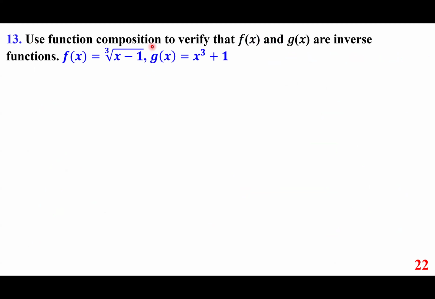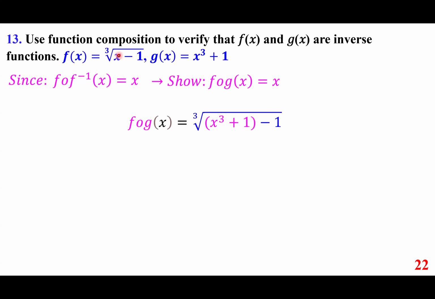Use function composition to verify that f of x and g of x are inverse functions. F of x is cube root of x minus 1, g of x is x cubed plus 1. And to show that, you look at their composite function, either f of g or g of f. In this case, we're going to look at f of g, therefore, to see if we get x. So what is f of g? Replace this x with x cubed plus 1. And these two cancel each other. Cube root of x cubed is x, so that checks.